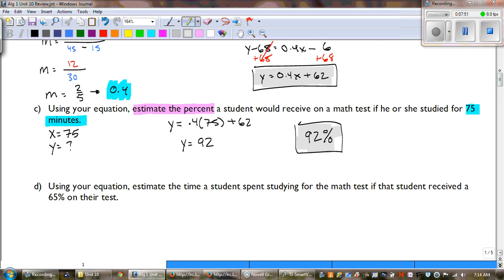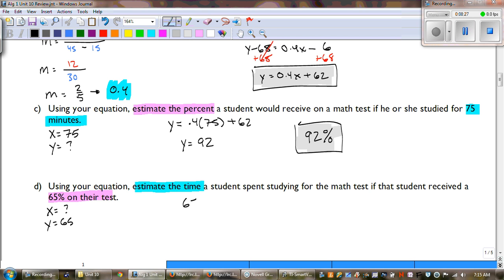All right, D. Using your equation, estimate the time a student spent studying for their math test if they received a 65% on their test. So once again, x and y. Just to estimate the time, and they told us that they received a 65%. Well, we just found out from the one above that time is x and y is 65. Okay, the percent was the y.